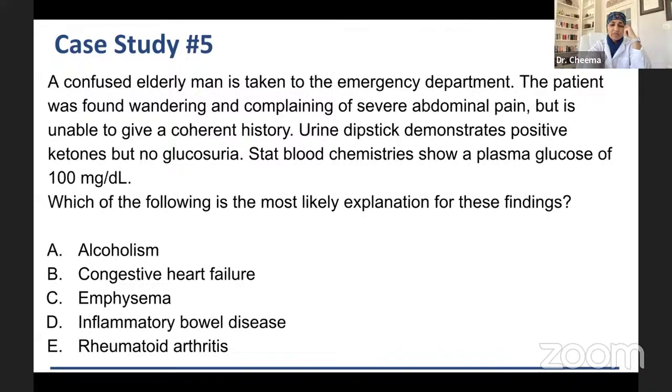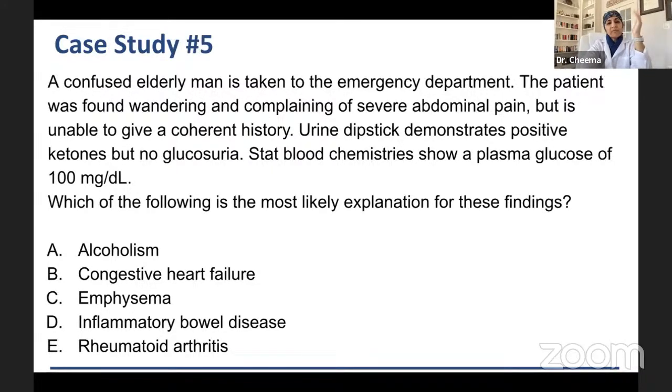So what do you think, Amna? Just give an educated guess. Okay, so there's no wrong or right answer.